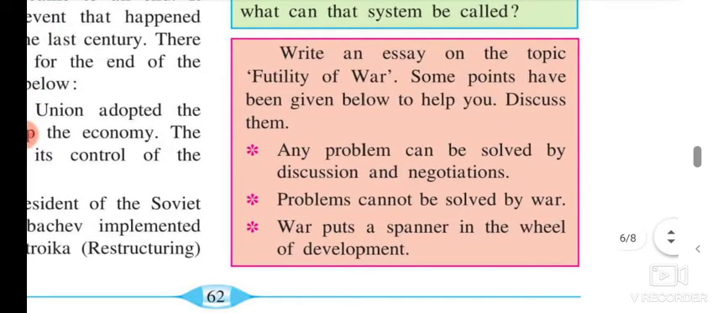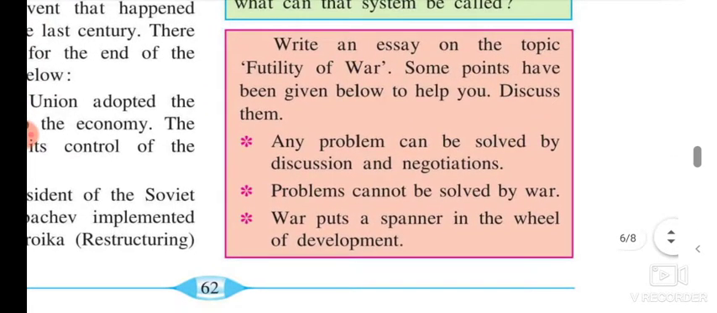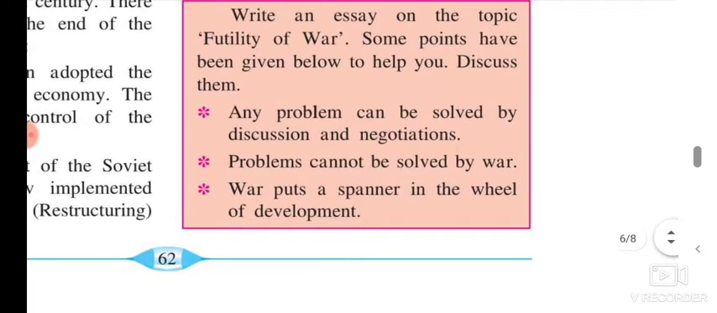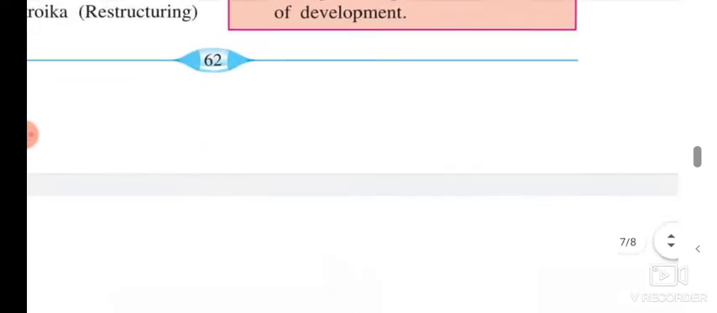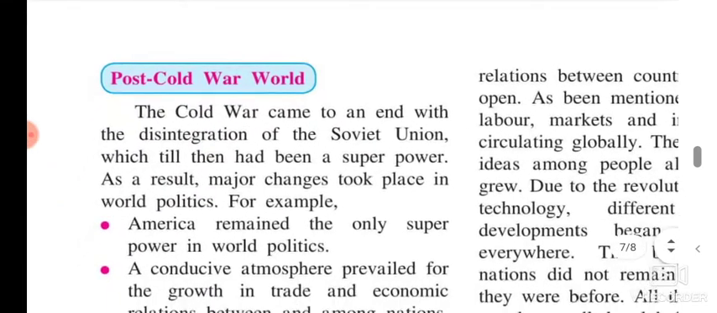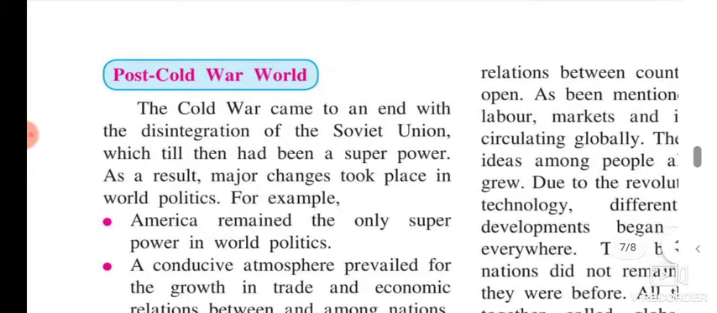We have another activity over here. Write an essay on the topic futility of war. Some points have been discussed below to help you. The points are: any problem can be solved by discussion and negotiation. Problems cannot be solved by war. War puts a spanner in the wheel of development. Let's continue to the next page and the next topic, post-Cold War world.